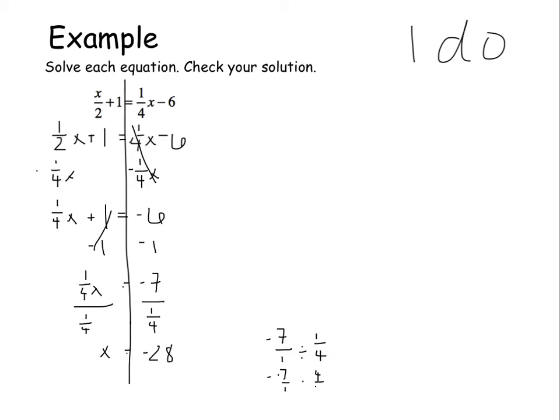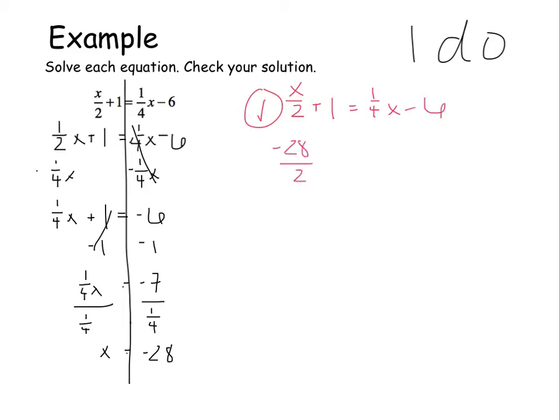So now I want to check and make sure that that answer is correct. So I'm going to go over here to the right, and I have x over 2 plus 1 equal 1/4 x minus 6. x I said was negative 28. Negative 28 over 2 plus 1 equal 1/4 x, which we said was negative 28, minus 6.